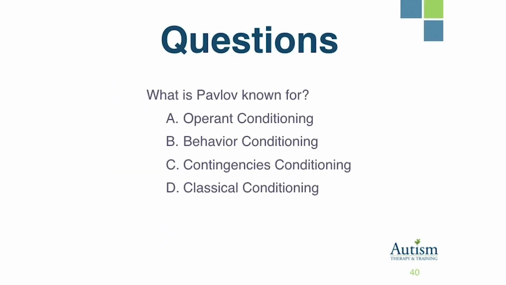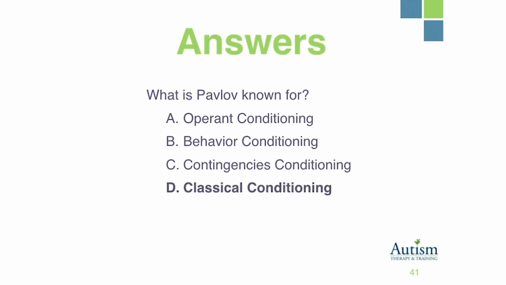What is Pavlov known for? A. Operant conditioning, B. Behavior conditioning, C. Contingencies conditioning, or D. Classical conditioning? And the correct response is D. Classical conditioning. Well done.